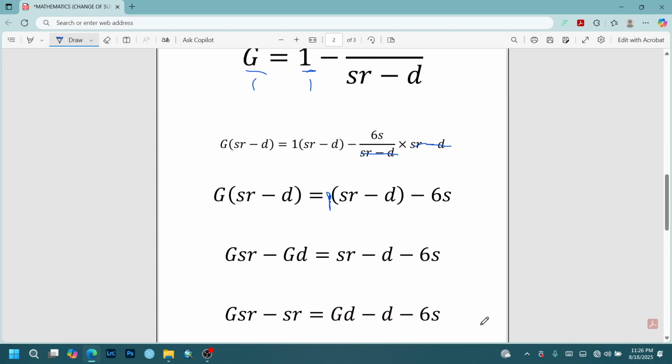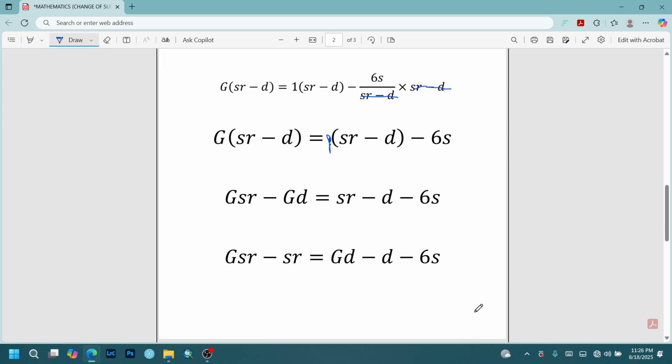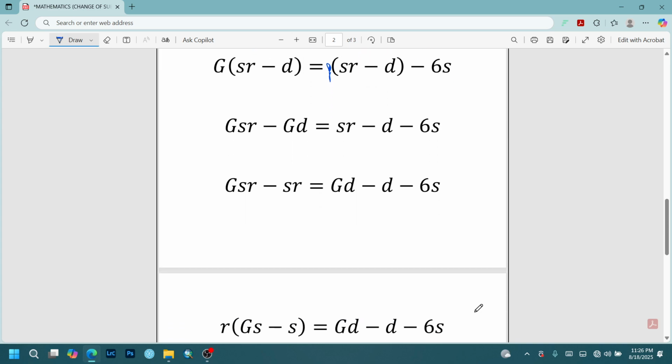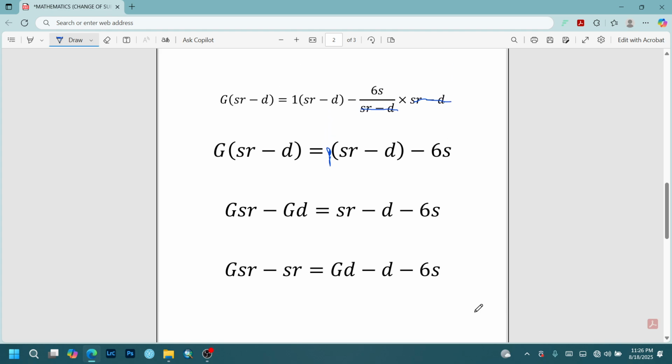So we group like terms from here, right? So we want to make R the subject of the relation, right? So those terms associated with R will be grouped to one side, and those terms that are not associated with R will be grouped to the other side. So we maintain JSR, right? And the next variable with R in it is SR, right? And it's a positive SR.